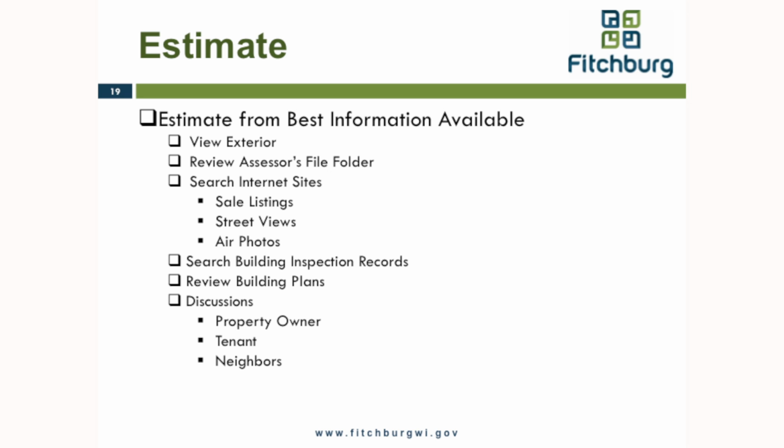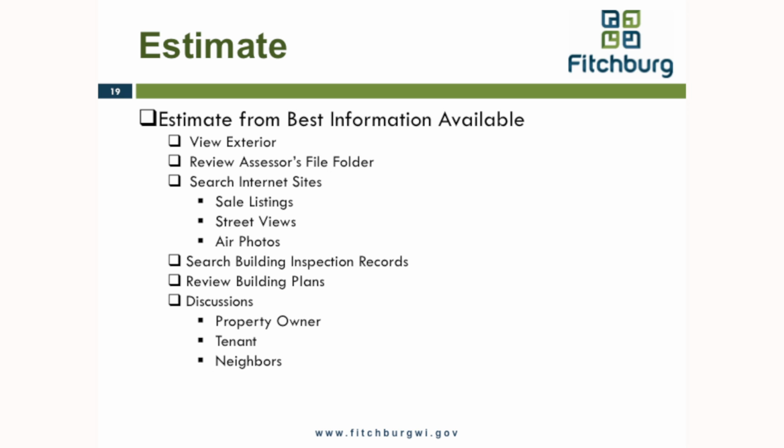When we need to estimate a property, we try to utilize the best information available. The type of information we can use is we'll view the exterior of the property. We can review the assessor's file folder for past notes. We'll search internet sites such as sale listings, street views, and air photos. We'll also search building inspection records and talk with building inspection about how far along a permit is. We can review building plans and sketch it from the plans.